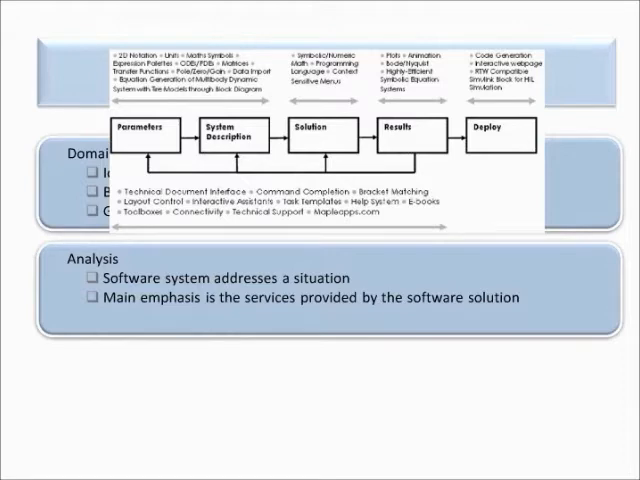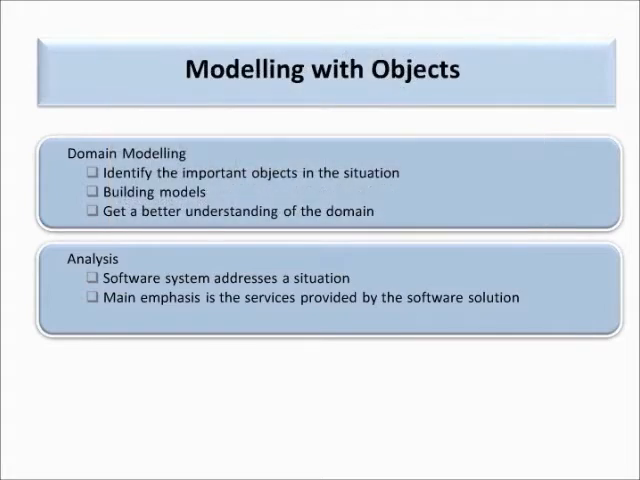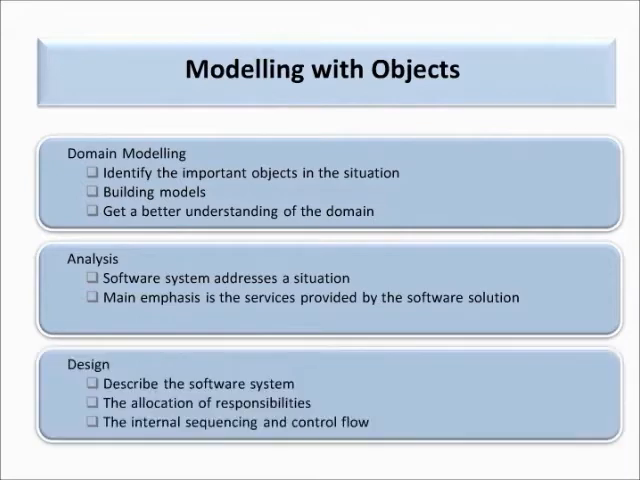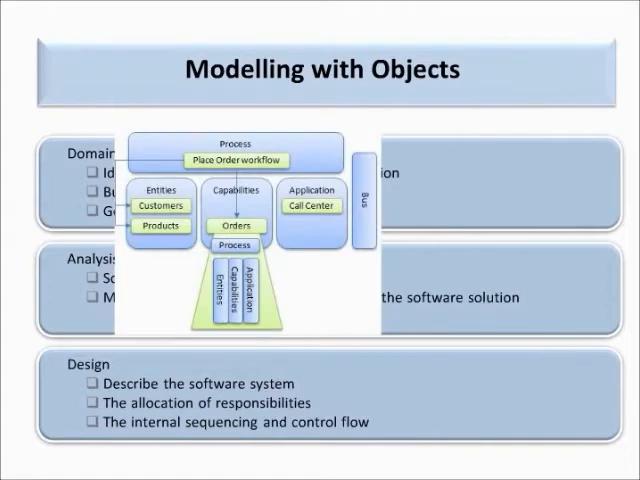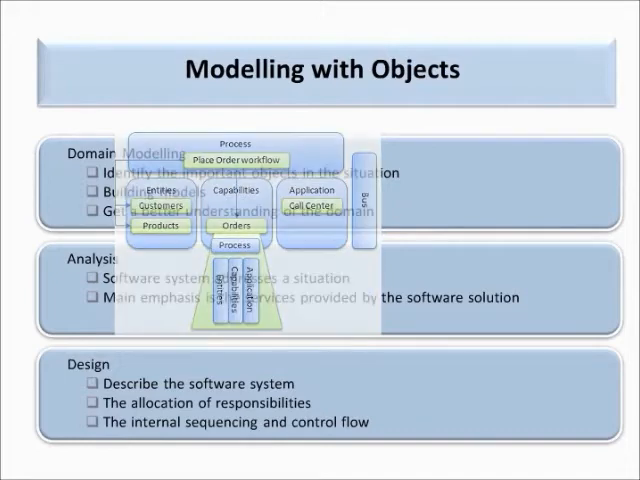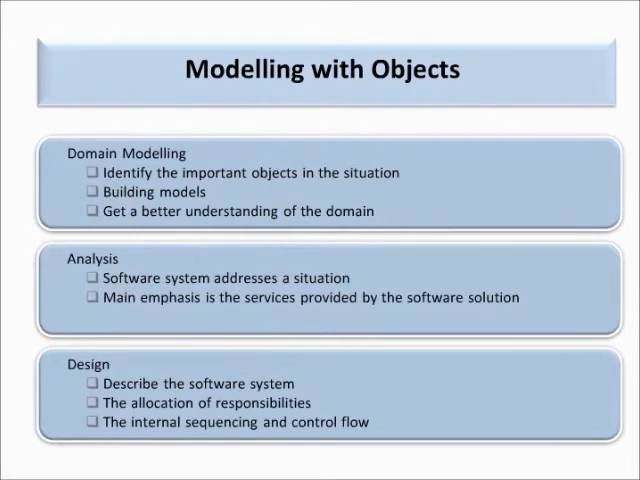Object-oriented analysis models are built in terms of the software representation of the real-world objects. The main emphasis is on the services provided by the software solution and not on how these services are provided. Design modeling describes the software system, the allocation of responsibilities, and the internal sequencing and control flow. In object terms, a design model represents the software classes and objects, and the messages exchanged between them, and in which order. The functionality of the entire system is distributed among the classes.